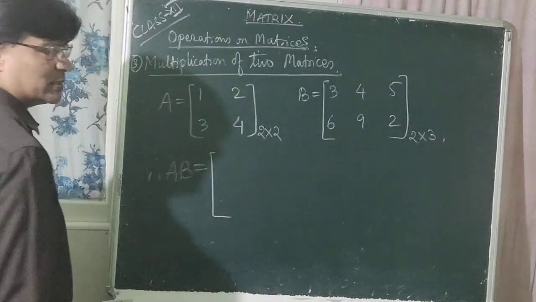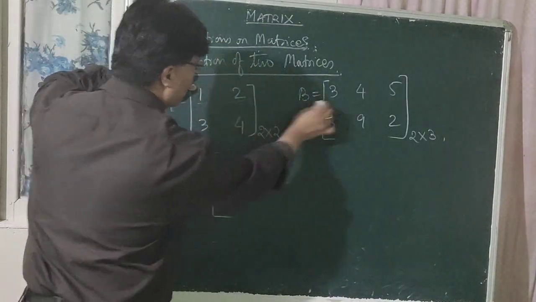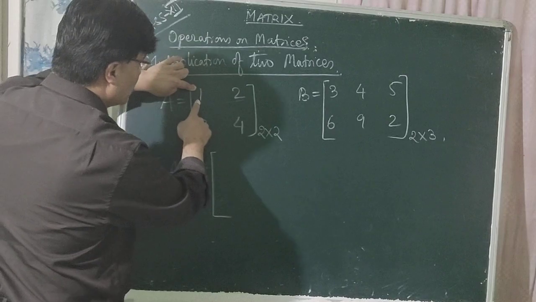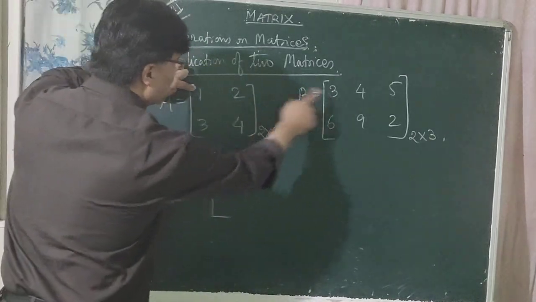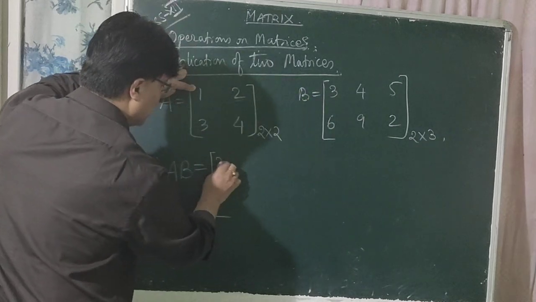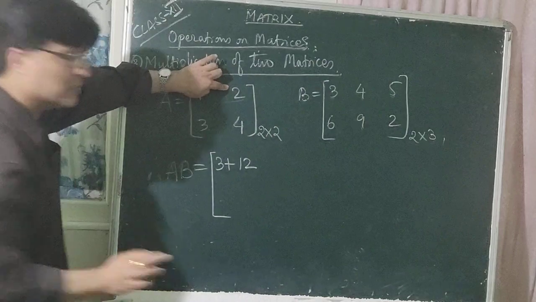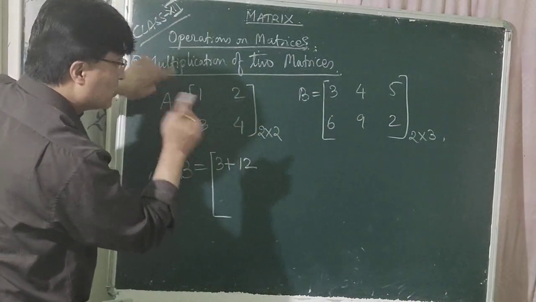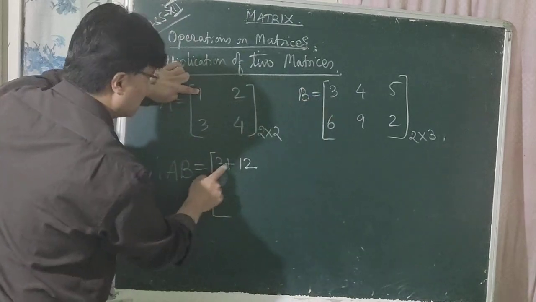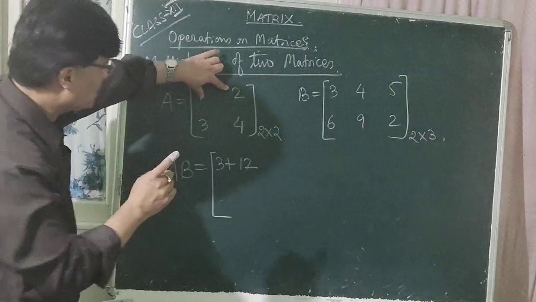Now always in this case you have to multiply row by column. This first row by first column. You have to multiply the corresponding elements. First element into first element. 1 into 3 is 3. Then write down plus 2 into 6, that is 12. Is that clear? That is first row by first column. So corresponding elements should be multiplied. 1 times 3 is 3 plus 2 times 6 is 12. Is that clear? Next one.